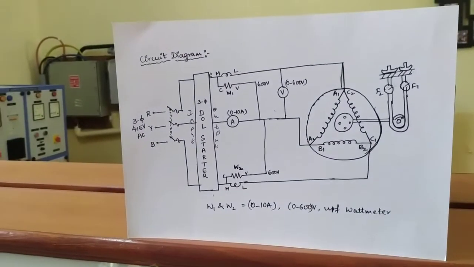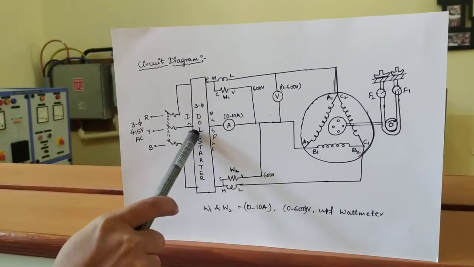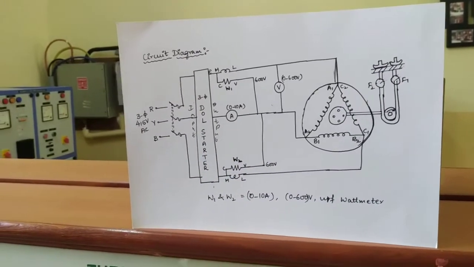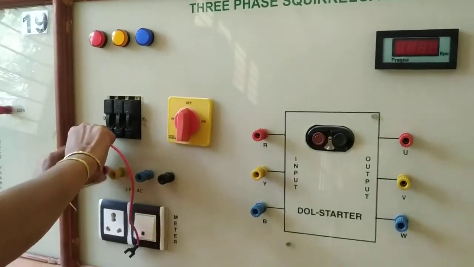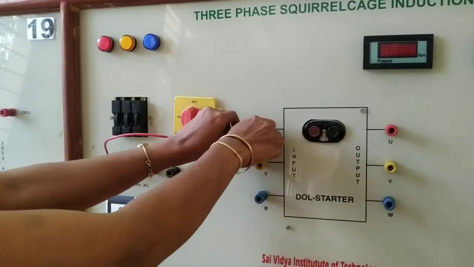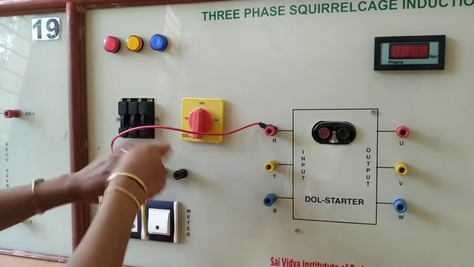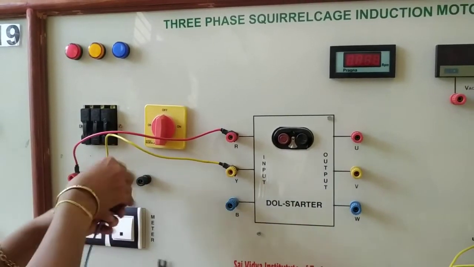Now we'll start with the rest of the connections. In this case, R is connected to the input of the dual starter, Y is connected to the input of the dual starter, and B is connected to the input of the dual starter. You can take up the color code of the wire and connect it directly to the respective places, R to R, Y to Y, and B to B.